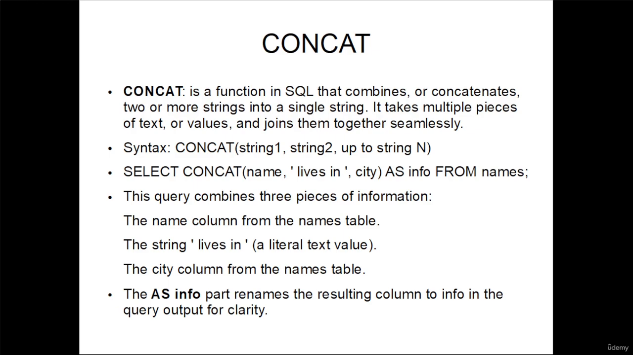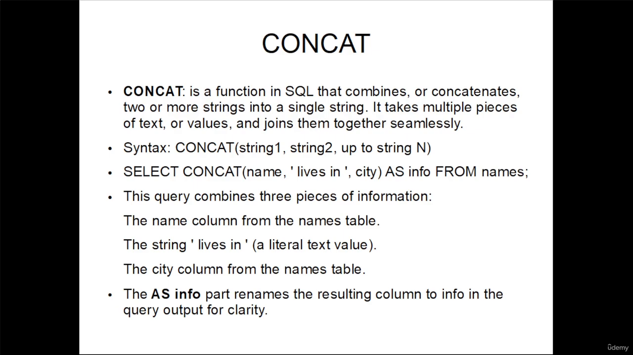Concat(string1, string2, ..., stringN). String1, string2, up to stringN are the inputs to be combined. These can be column names, like name, city. Literal strings, like ' lives in ', between quotes. Or other expressions that evaluate to strings. The function returns a single string that is the result of concatenating all inputs in the order provided.